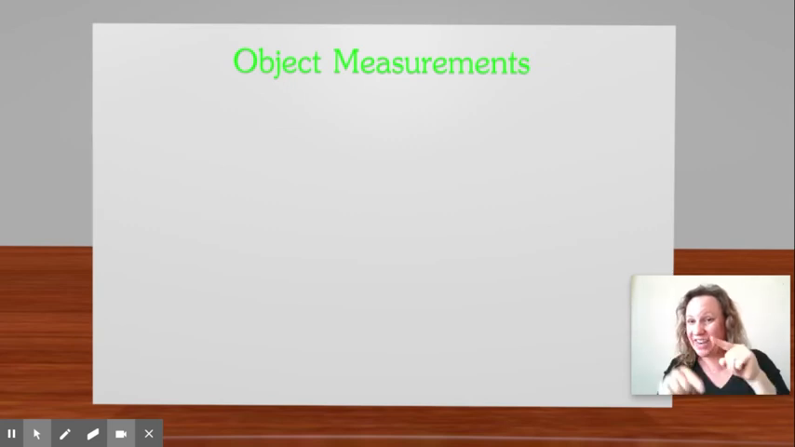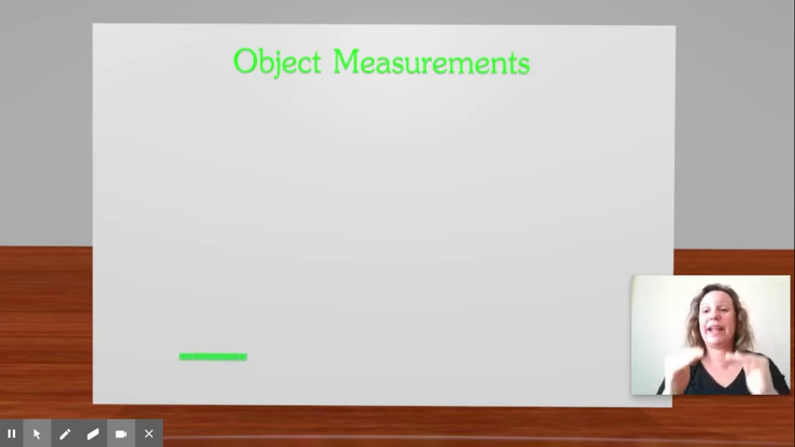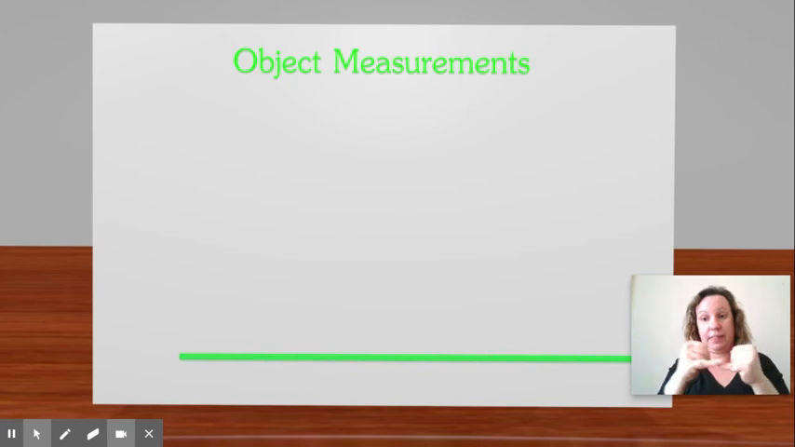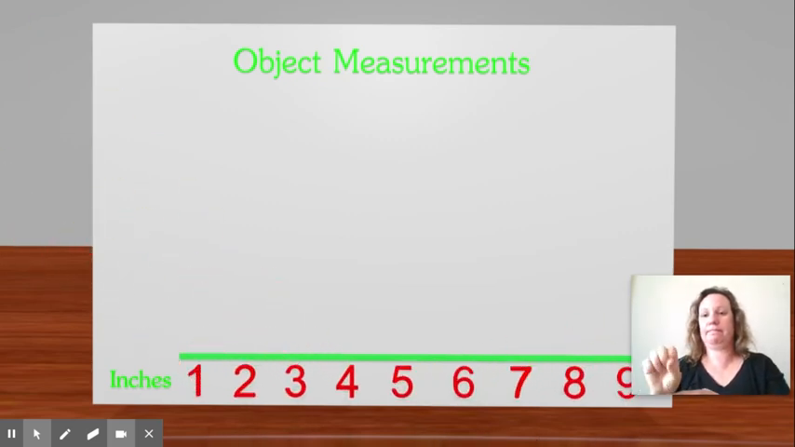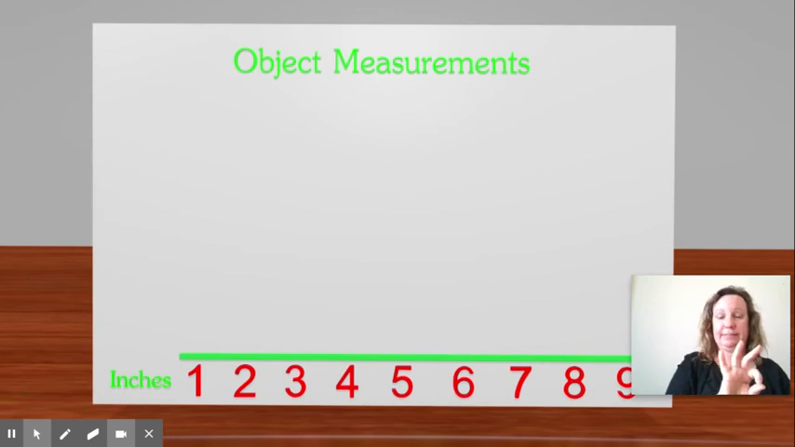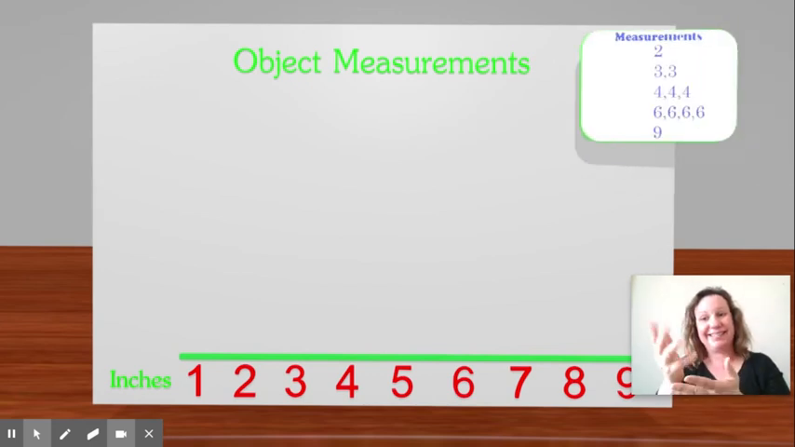Next thing we need when doing line plots is a straight line. All of our information we collected was measured in inches, so here to the side we will put inches. Okay, here we have the numbers from 1 to 9 listed, so we can show our data. So now we look at our data to help us fill in the line plot.